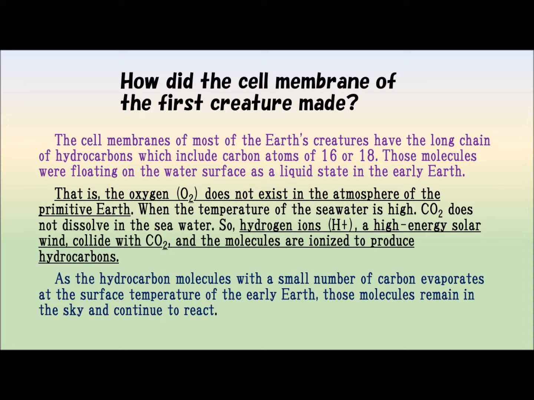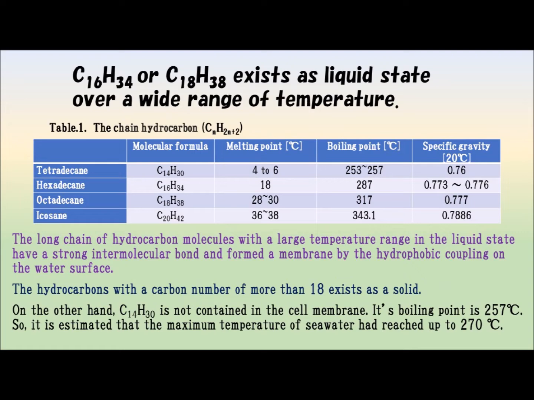As the hydrocarbon molecules with a small number of carbons evaporate at the surface temperature of the early Earth, those molecules remain in the sky and continue to react. The molecules of C16H34 and C18H38 are in a liquid state over a wide temperature range. The long-chain hydrocarbon molecules, with a large temperature range in the liquid state, have a strong intermolecular bond and form the membrane by hydrophobic coupling on the water surface.